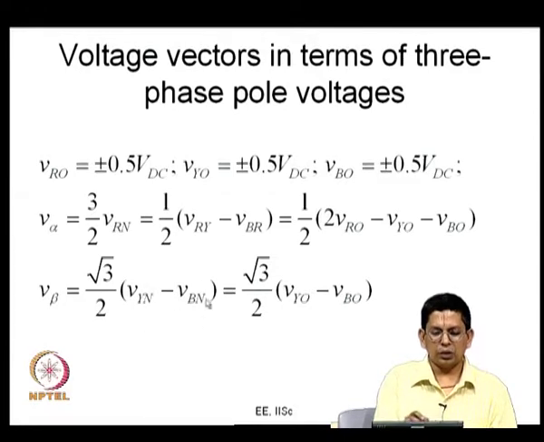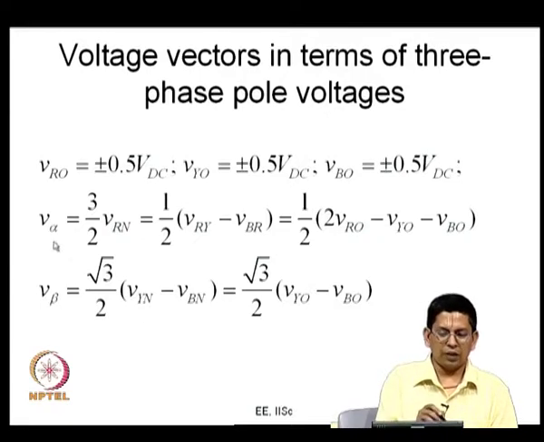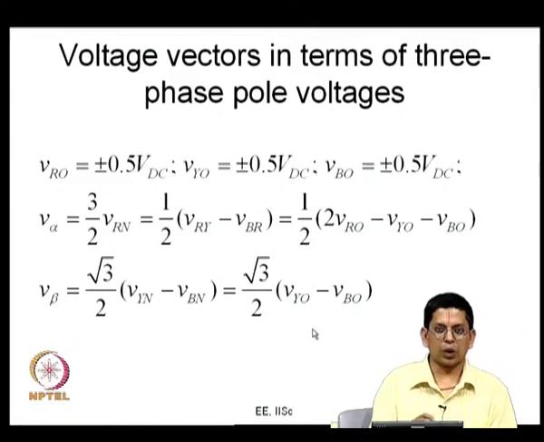Here the voltages, which are the load phase to neutral voltages, have been converted into the pole voltages measured with respect to the DC midpoint. So, now you have V alpha and V beta available in terms of VRO, VYO, VBO. So, that is what you have now.